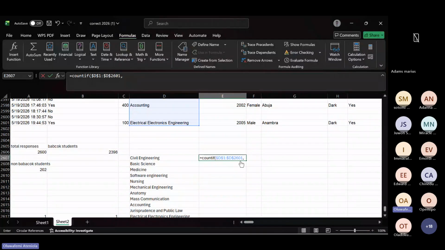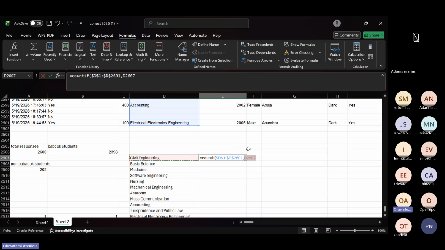So now I want to tell you what my criteria is. This is where I said you put your criteria in a quote, but this time around I won't be using a quote. This is another method. I'm just going to reference another cell and say my criteria is written inside of this cell, meaning whatever you find in this place, bring it in as my criteria.